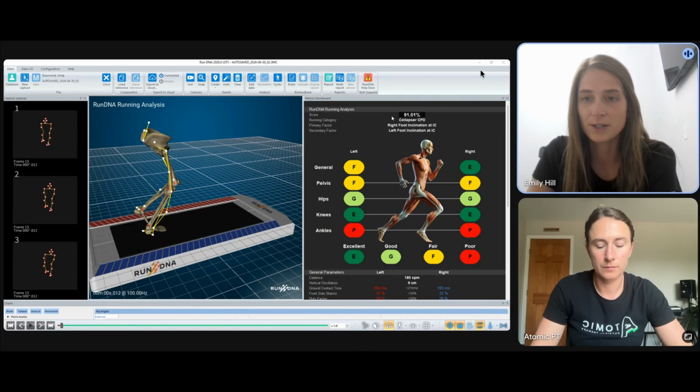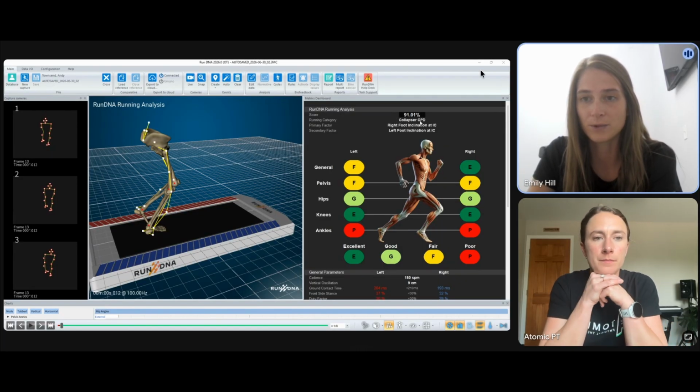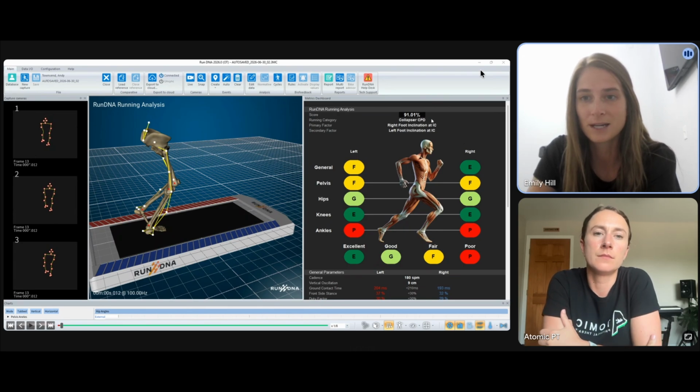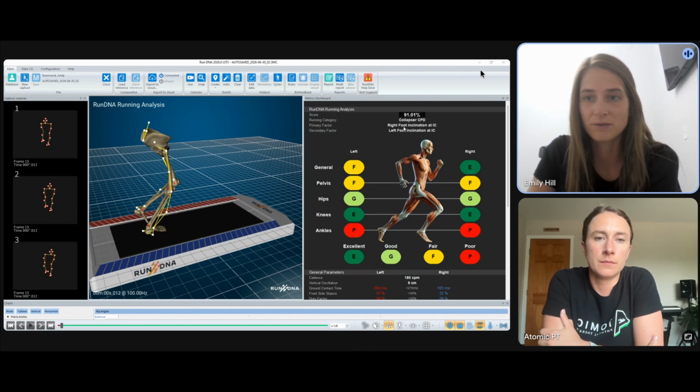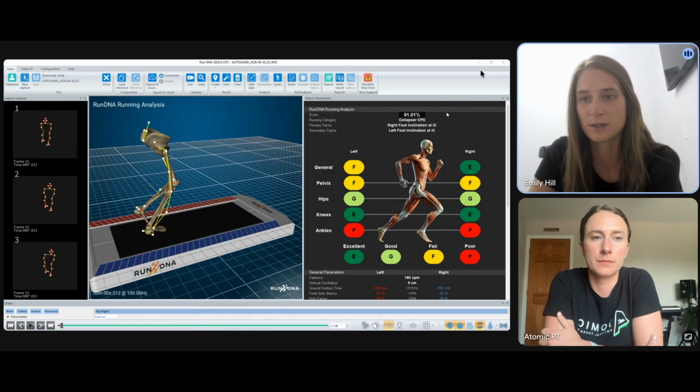If we look at his running category, we see that he's labeled as a collapser with contralateral pelvic drop. That's what that CPD means, with the primary factor being his right foot inclination at initial contact, and then secondary being that left foot inclination at initial contact. So we'll look into those things, but that's just kind of how we would categorize him, just looking at a brief overview after this run analysis.